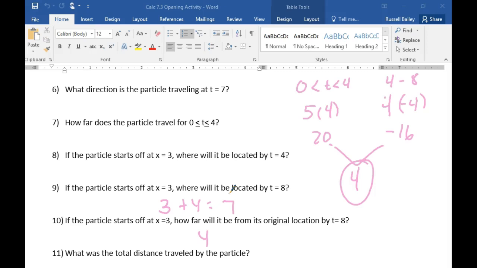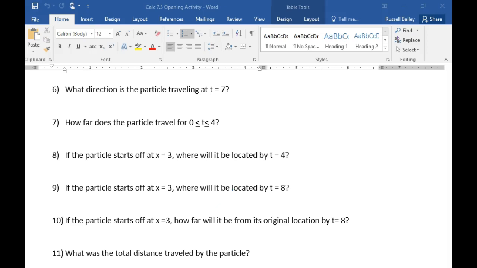Yes, it went 20 to the right and then 16 back, but if you combine those, the net change was 4 feet to the right. Does that make sense? You just catch the net change word there? All right, let's go ahead and move on.